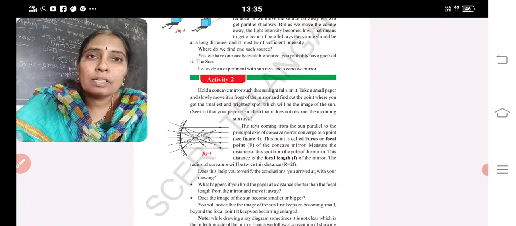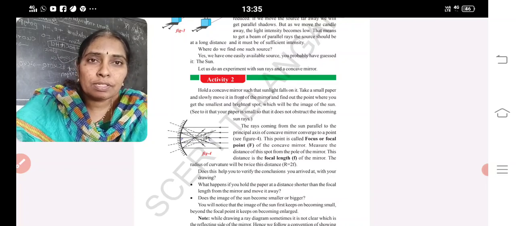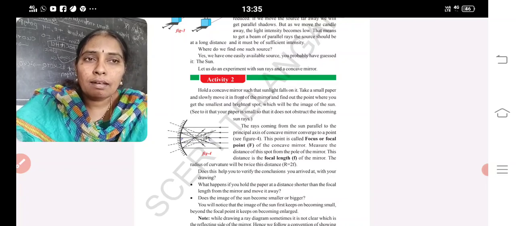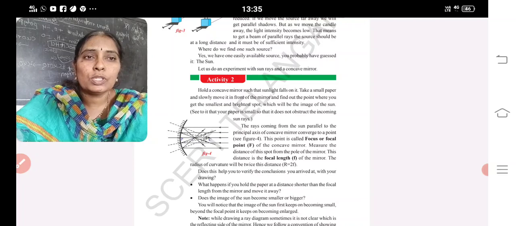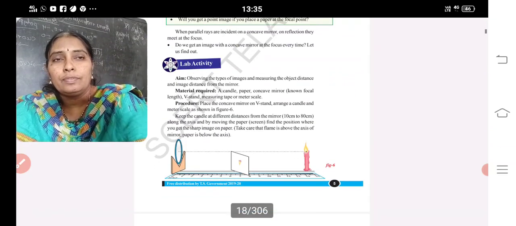One more topic is left to discuss, that is radius of curvature. The distance between P and C is said to be the radius of curvature. The distance between P and F is said to be the focal length. And the relation between focal length and radius of curvature is given with a simple formula, that is R equals 2F. R equals 2F.